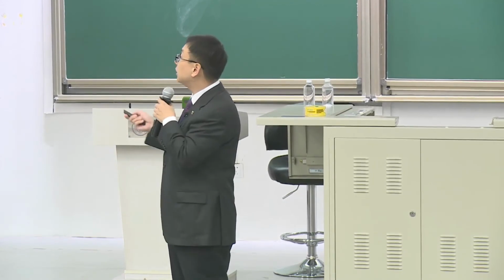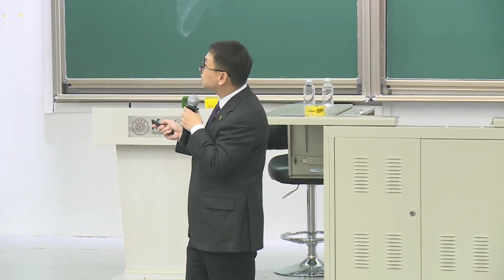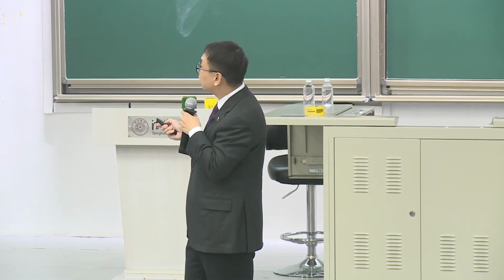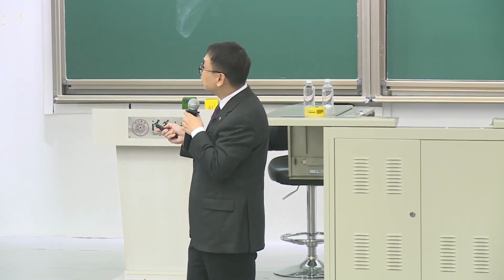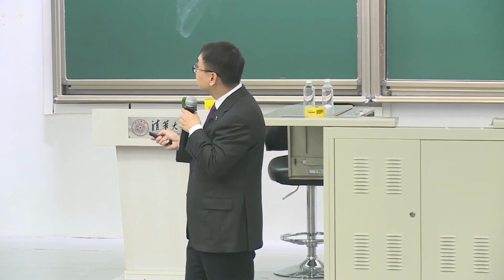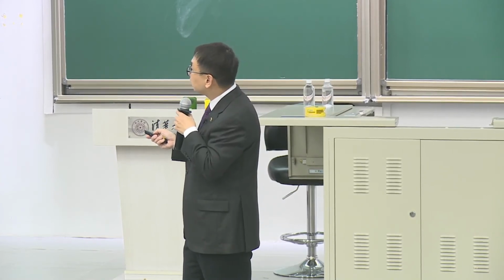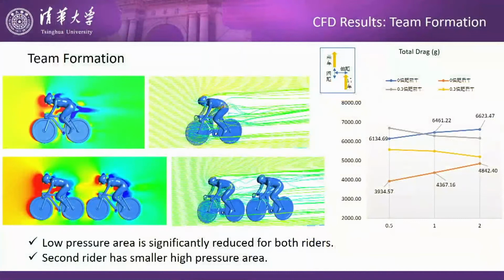And in team events, we found that when two riders get together, this is pressure, this is velocity. They have a lot of low pressure areas. However, the second rider goes directly behind the first rider. His higher pressure will merge with the first rider's lower pressure. So both of them enjoy the drag reduction. This is the situation where the second rider directly follows the first one.